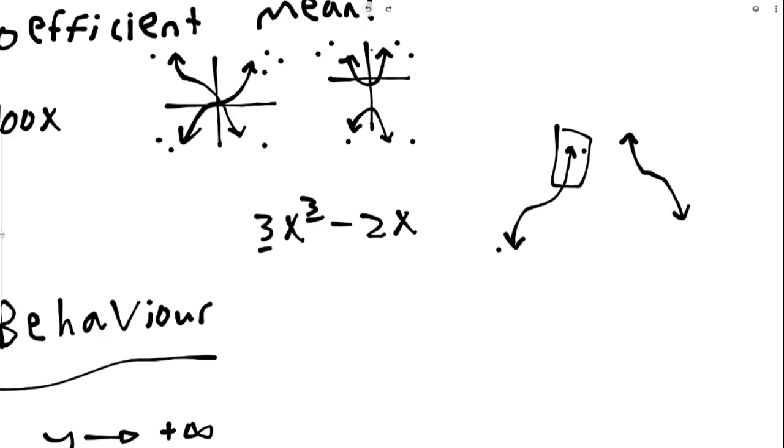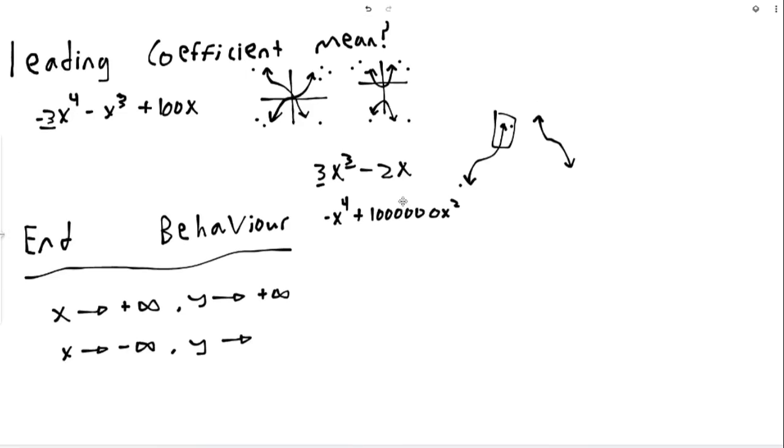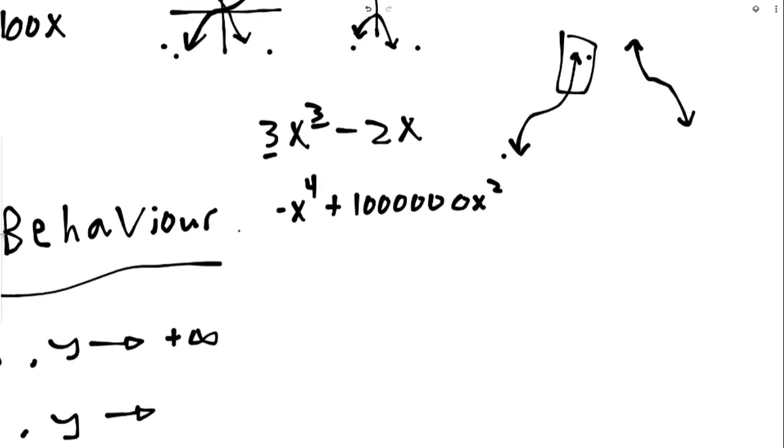Let's look at a different one. Let's say it's negative x to the power of 4 plus a very, very large number times x squared. It doesn't matter what this final number is. You can just ignore it, because remember, it's only the term with the highest exponent that matters.